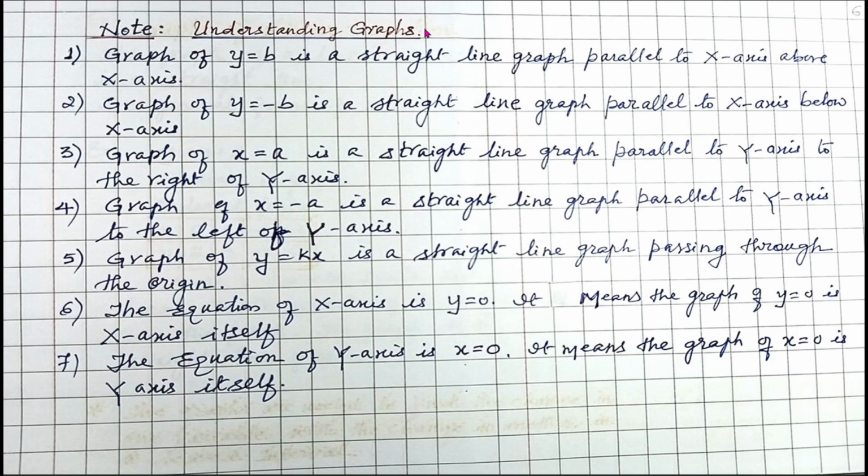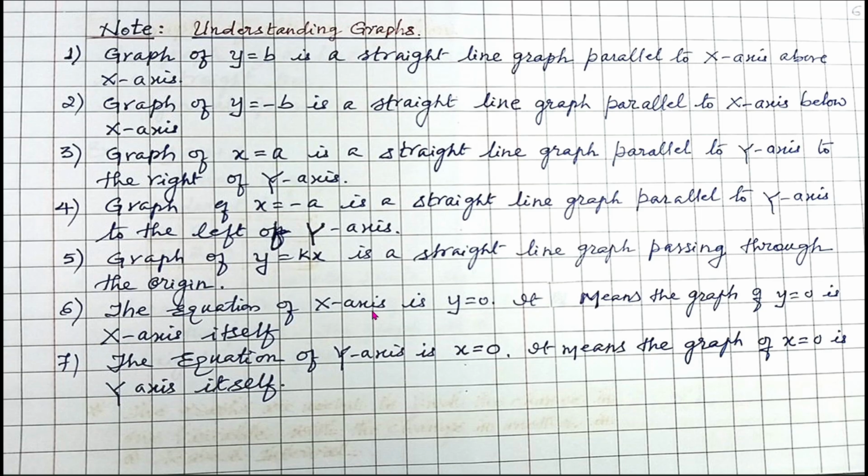Now that is understanding the graphs here. The graph of y is equal to b is a straight line graph parallel to the x-axis, above the x-axis. The graph of y is equal to minus b is a straight line graph parallel to the x-axis, below the x-axis. The graph of x is equal to a is a straight line graph parallel to the y-axis, to the right of the y-axis. The graph of x is equal to minus a is a straight line graph parallel to the y-axis, to the left of the y-axis. The graph of y is equal to kx is a straight line graph passing through the origin.